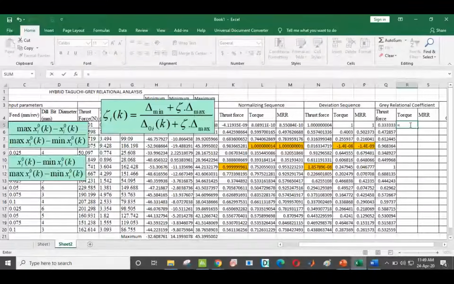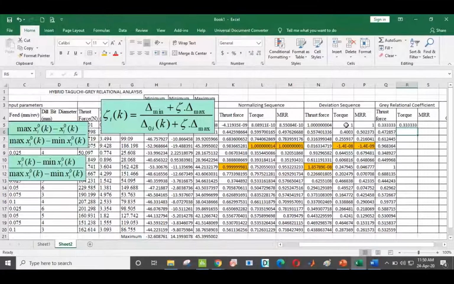Similarly for torque, which is equal to the del min is 0 plus bracket 0.5 into 1, another bracket divided by the individual value of torque plus bracket 0.5 into 1. Just copy and paste for the remaining experimental trials.